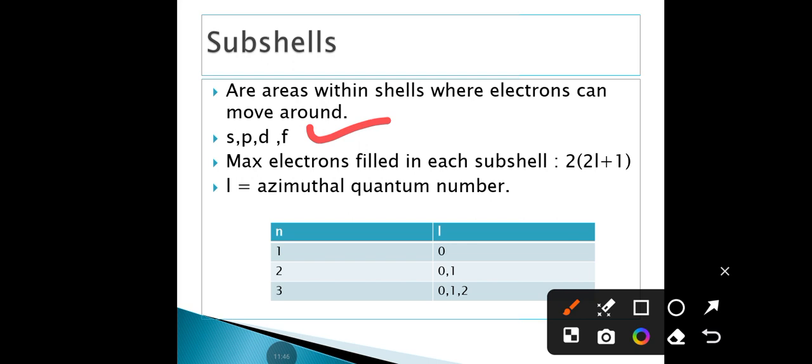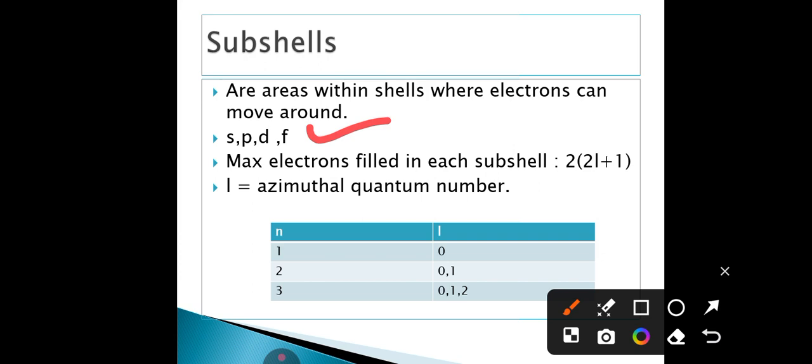Now, as I told you, the maximum number of electrons to be filled in a shell is 2n square. Similarly, there's also a formula to know the maximum electrons to be filled in a subshell, and that formula is 2 into (2l plus 1). Now here, what is l? Like n, which I said is the principal quantum number, l means the azimuthal quantum number. Here we denote it as small l.